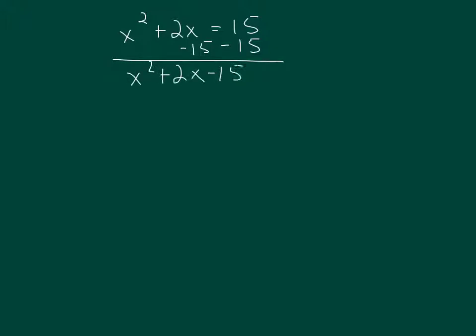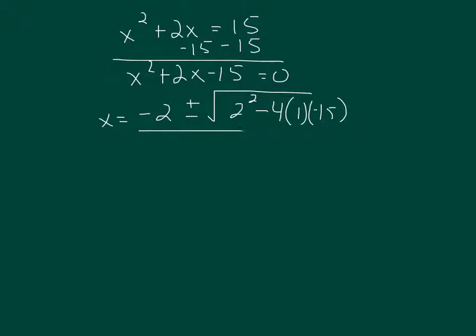Okay, so we got x squared plus 2x equals 15. In this case we need to set it equal to 0. So the first thing we need to do is bring over that 15. So x squared plus 2x minus 15 equals 0. And then we got our a, b, and c. So x equals negative 2 plus or minus the square root of 2 squared minus 4 times 1 times negative 15, all over 2 times 1.